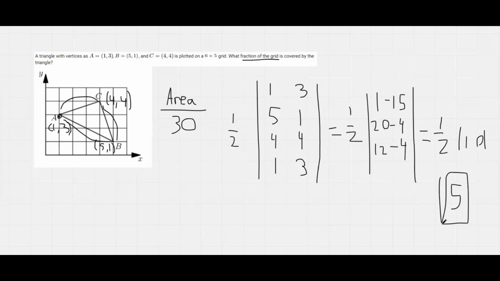So 5 is the area of ABC, but we need that divided by 30 because we're looking for the fraction of the grid that's covered by ABC. So we have 5 over 30. So our answer is just 1/6.